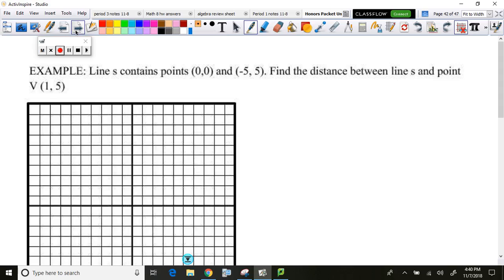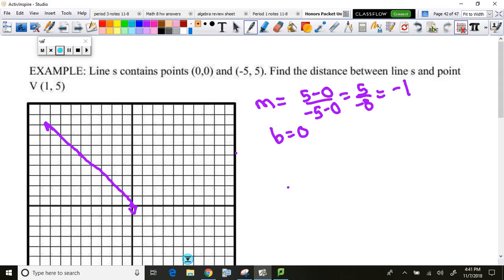So here's our example. The line contains 0, 0, and negative 5, 5. So the first thing I'm going to do is I'm going to write the equation of that line. So to write the equation of that line, I find that the slope is 5 minus 0 over negative 5 minus 0. So 5 over negative 5 or negative 1. It has a y-intercept of 0. So the equation is y equals negative 1x.